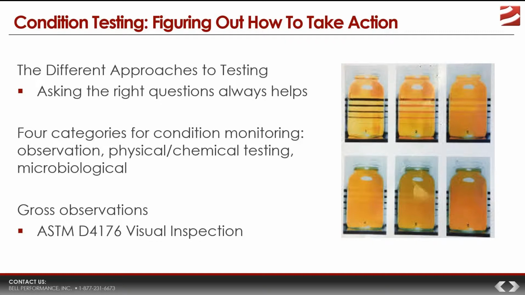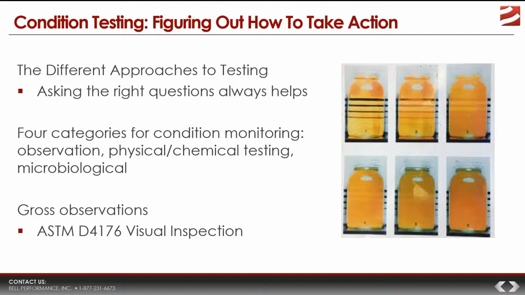So there are 4 broad categories for condition testing. I know it says condition monitoring on there, but that really should say 4 categories for condition testing that we should consider. There's gross observations, there's physical tests, there's chemical tests, which oftentimes get paired with physical. So if you were to say there's 3, you'd say gross observation, physical and chemical tests, and then the last one, which is not by any means least, microbiological tests.